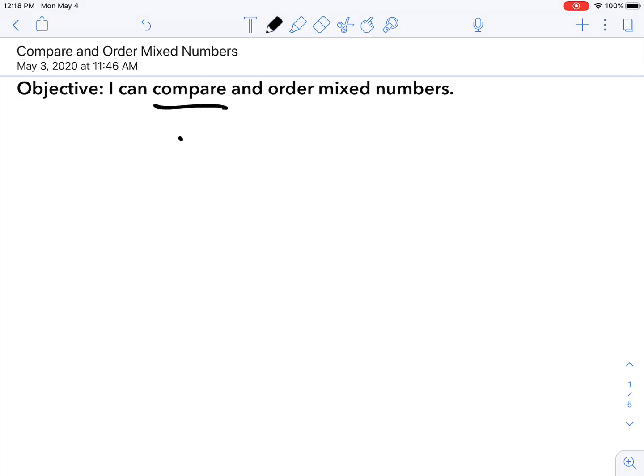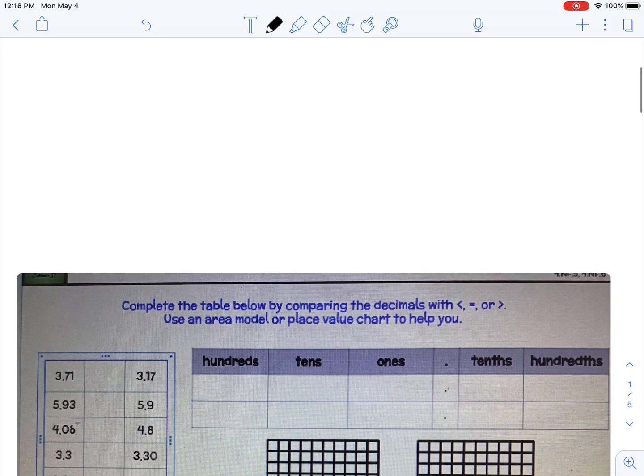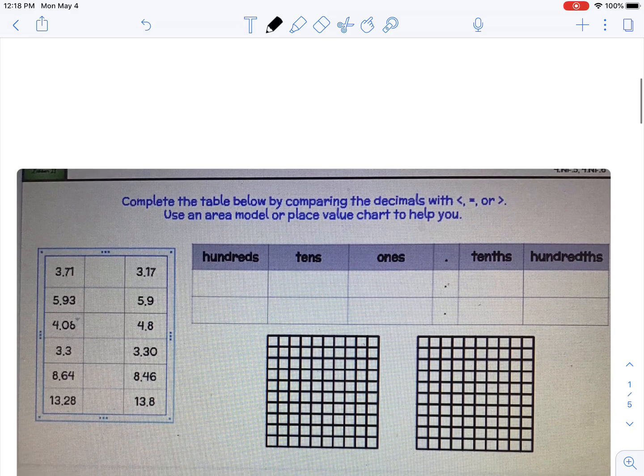So remember, when you compare numbers, you are usually looking at two or more numbers, and you're trying to decide if one is bigger than the other, one's smaller than the other, or they're equal, right? And when you order mixed numbers, they will tell you either to put them in order from least to greatest or greatest to least. So that's what you're going to be doing today.